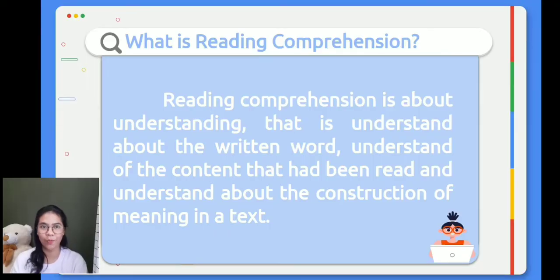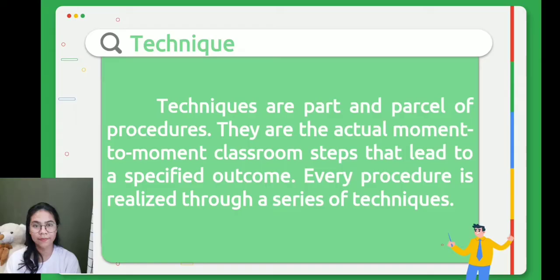What is reading comprehension? Reading comprehension is about understanding the written word, understanding the content that has been read, and understanding the construction of meaning in a text. And then, techniques are part and parcel of procedures. They are the actual moment-to-moment classroom steps that lead to a specific outcome. Every procedure is realized through a series of techniques.